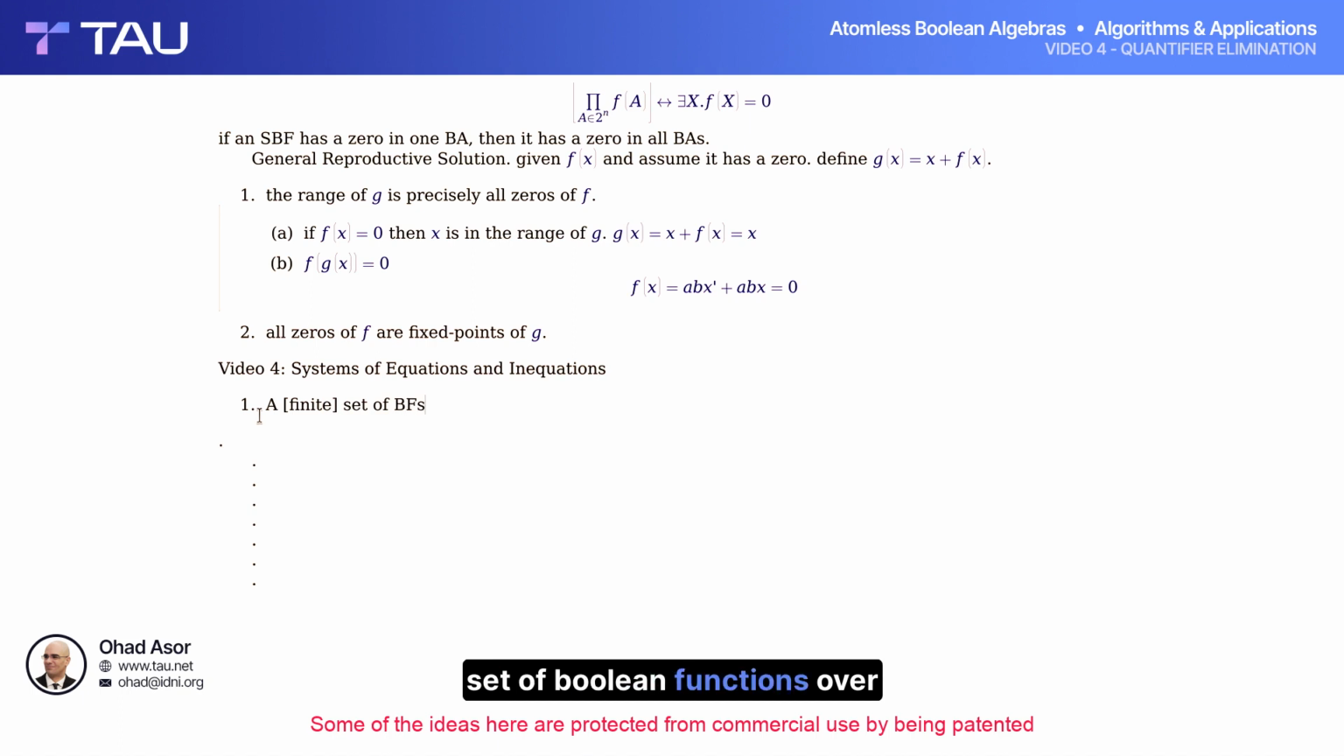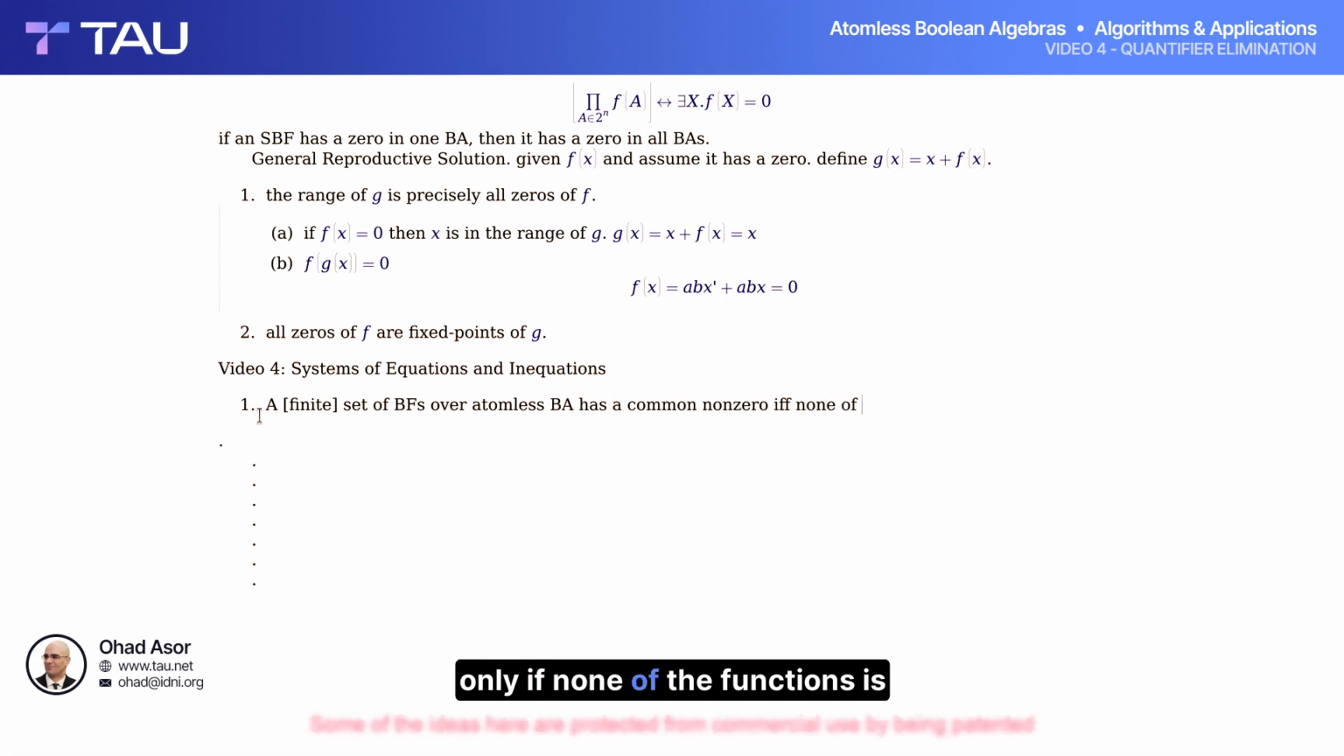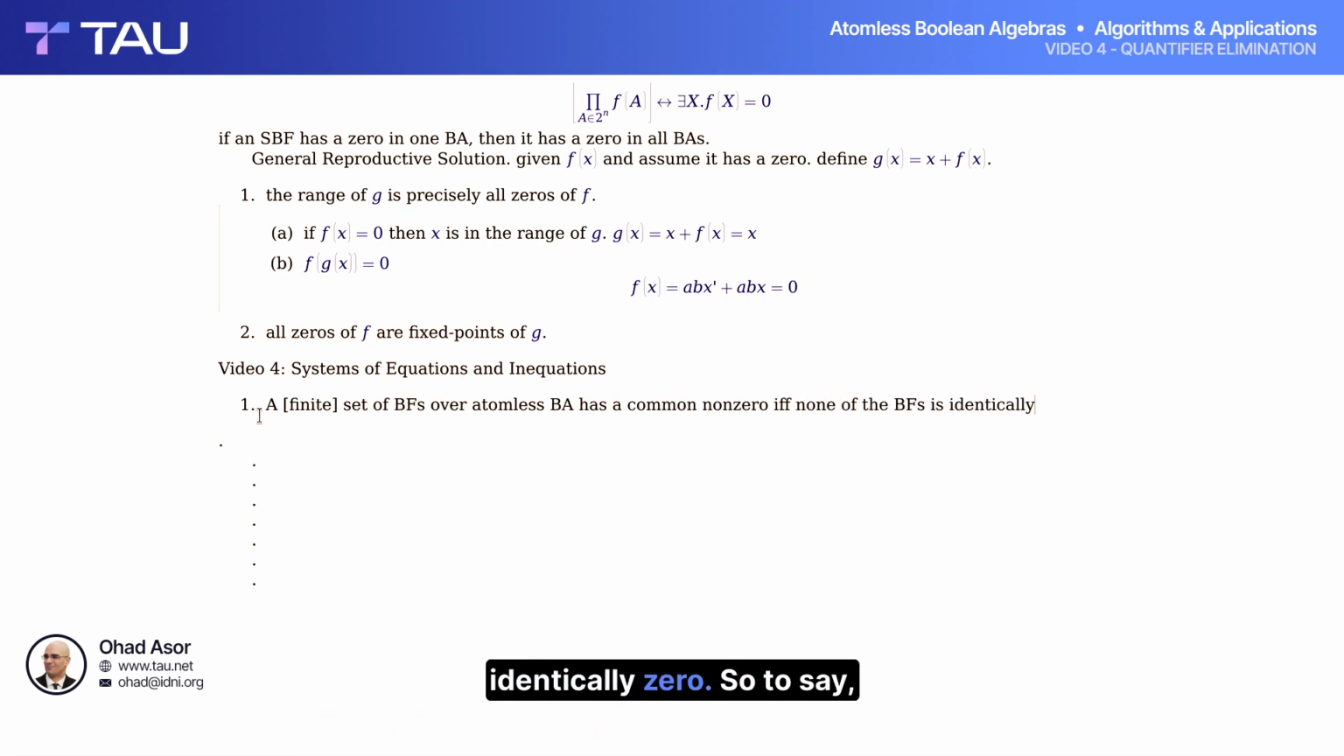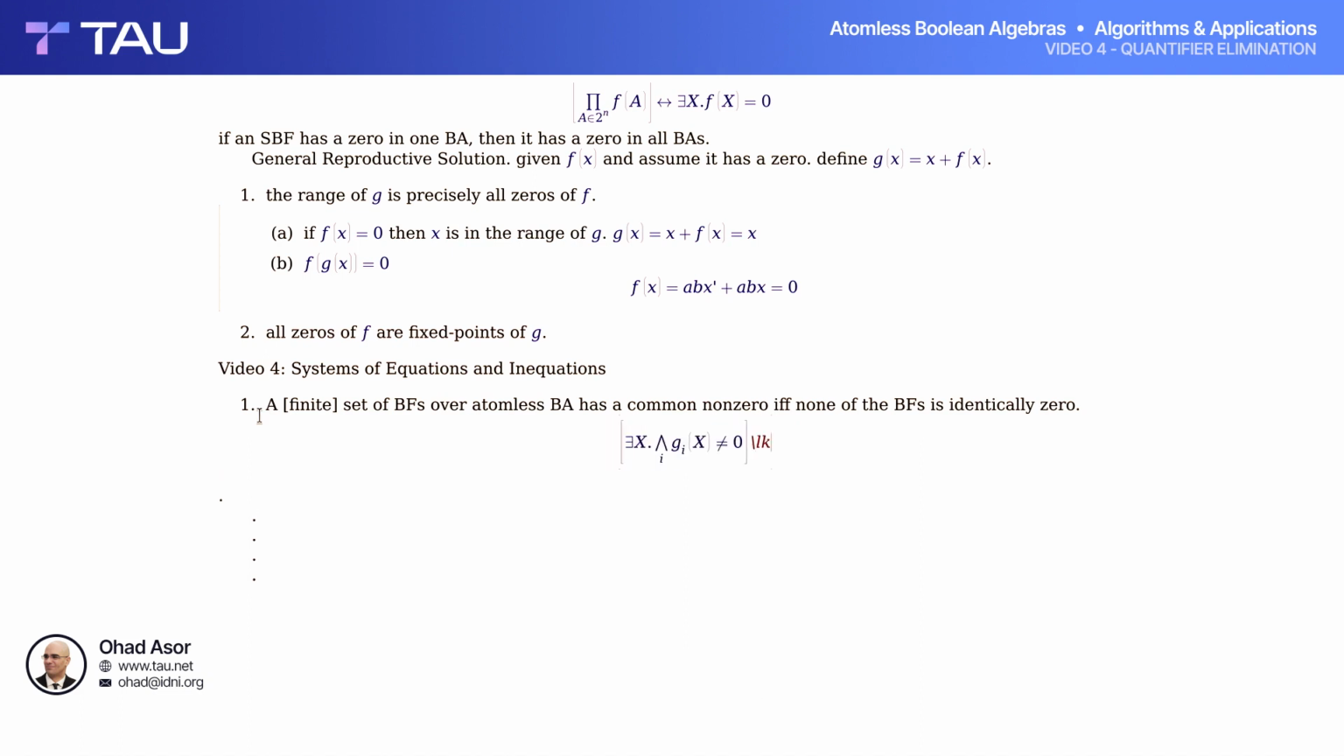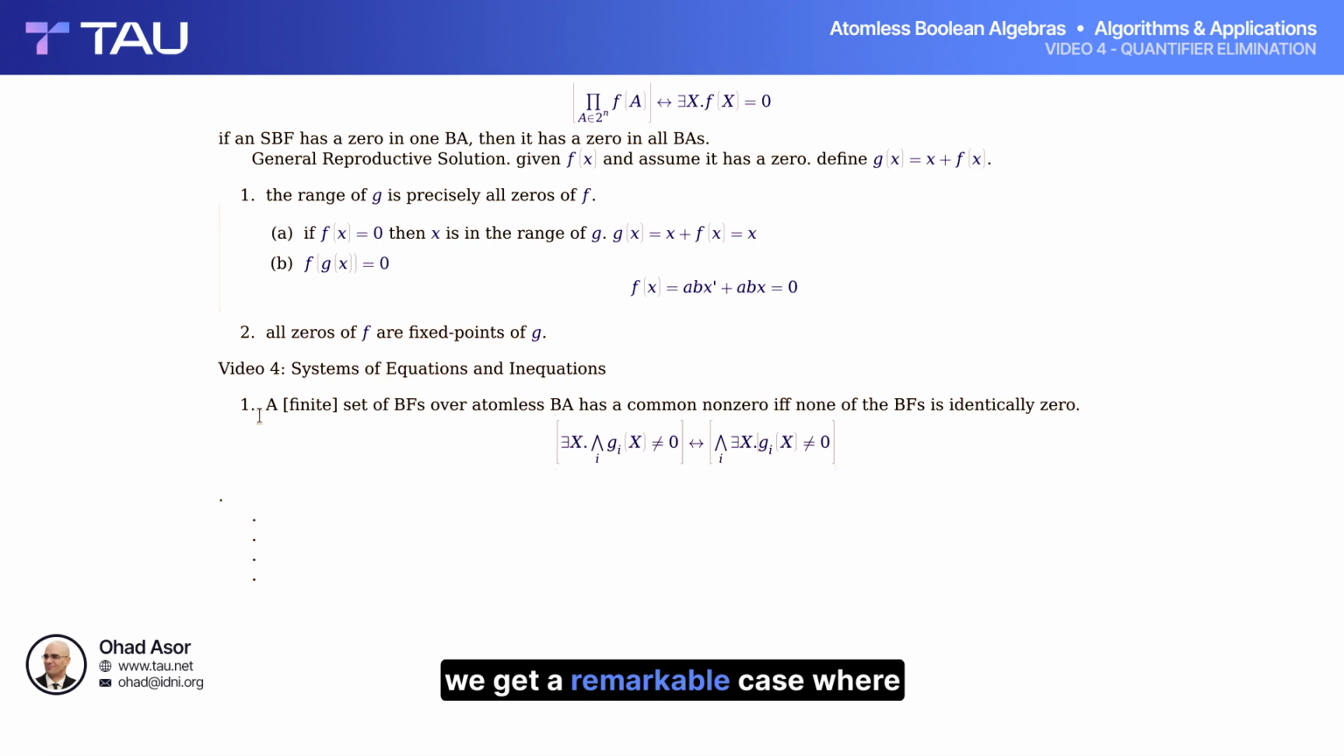set of Boolean functions over an atomless Boolean algebra has a common non-zero if and only if none of the functions is identically zero. So to say it more precisely, there exists x such that, this is a logical conjunction, a finite one, g_i(x) not equal 0. This is true if and only if this is true. We get a remarkable case where existential distributes over conjunction.